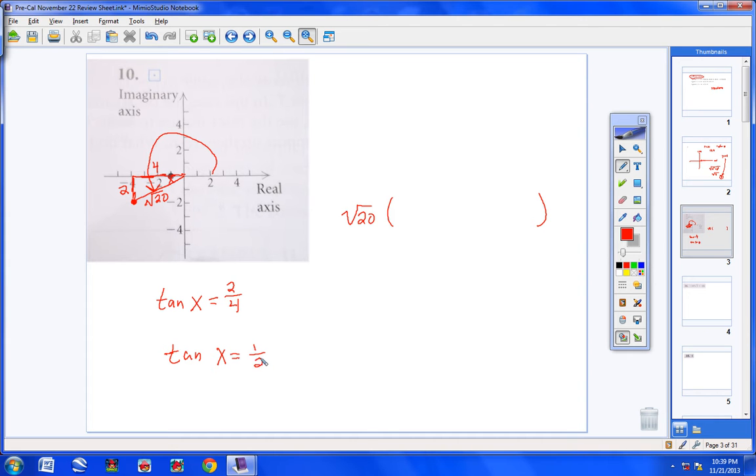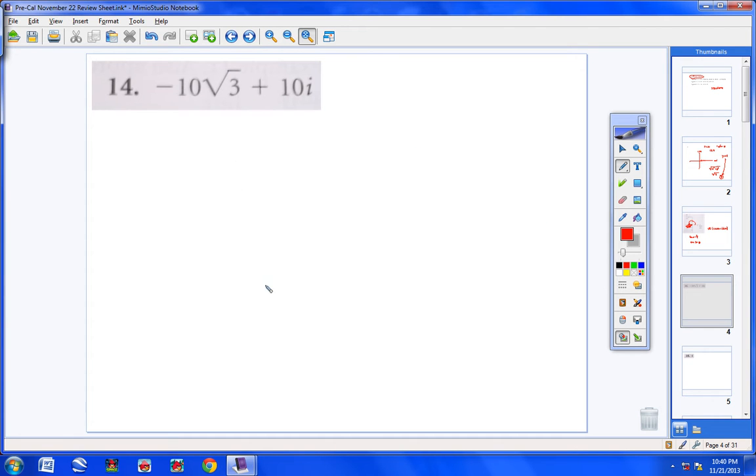Now, I don't have a calculator in front of me, I don't have the table in front of me, but whatever angle you would get, let's just say it's 30 degrees, then it would be 180 plus 30 more, so you would write cosine of 210 plus i sine 210. Okay, so that's how you do that. All right, moving on to number 14.